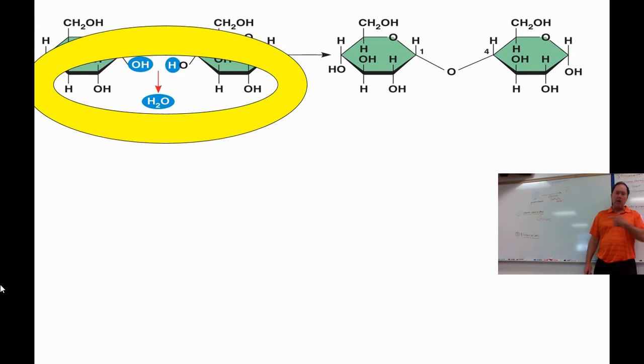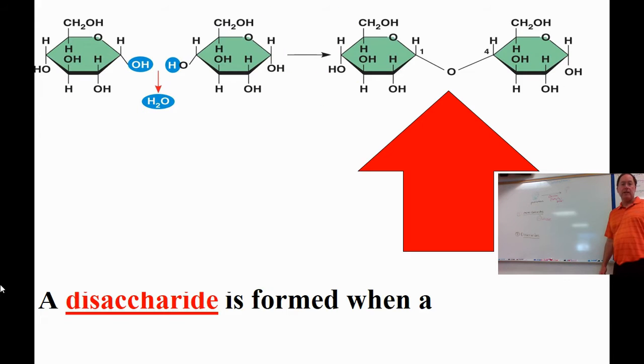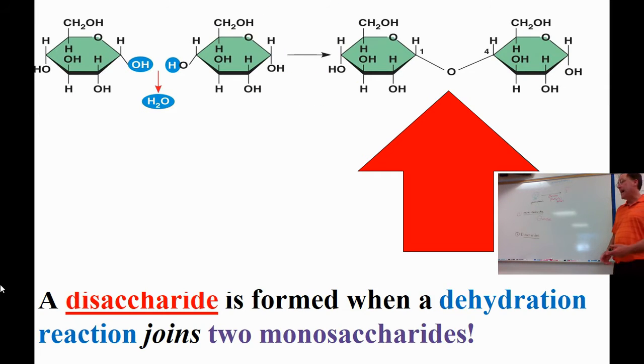You can see then that there's an ester bond created between the number 1 carbon of one of the monomers and the number 4 carbon of the other. Go ahead and look at that at the top right of your picture here. See that ester bond? This is a disaccharide.